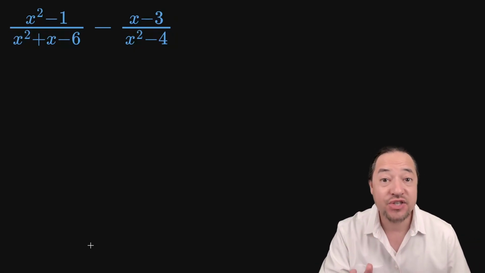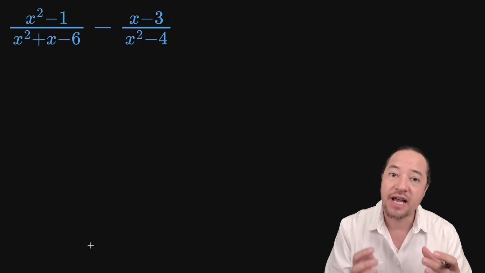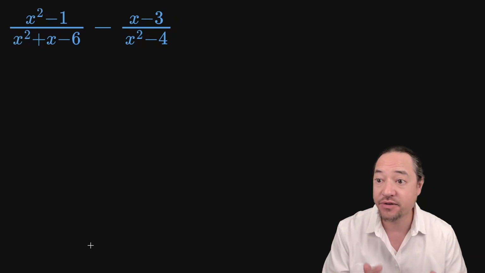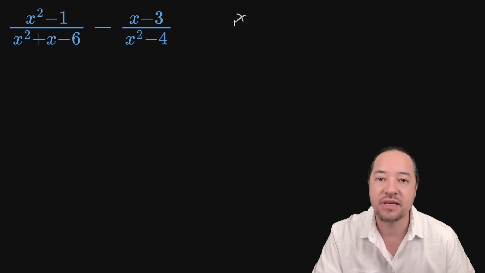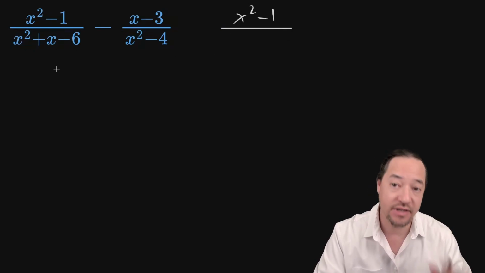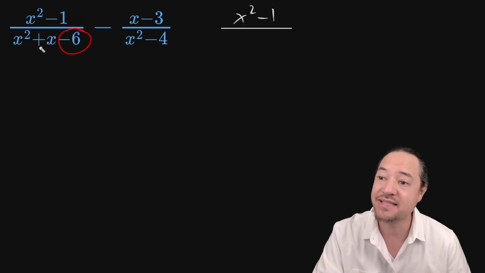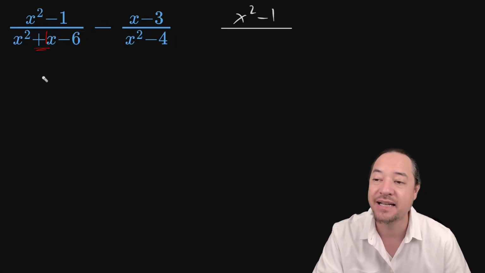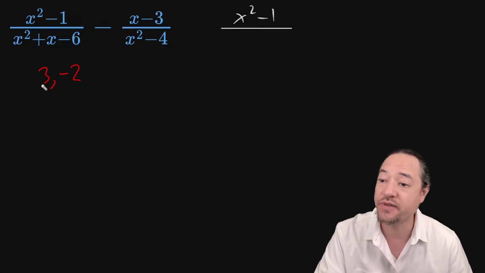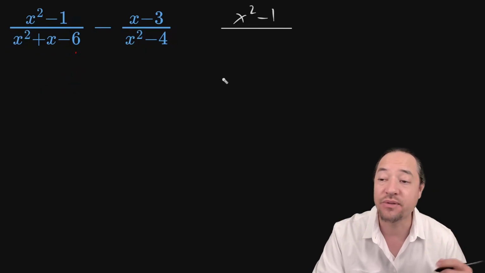All right, so the challenge here is to find a common denominator. And to do that, we're going to try and factor both of the denominators here in these rational expressions. So to start out, we'll have this x squared minus 1 over, well, how do I factor this? Okay, so here what I want is the factors of -6 that add to give me a positive 1. Now, this is actually going to be a 3 and a -2, right? So if I multiply 3 and -2, I get -6. If I add them, I'll get positive 1. So 3 and -2.